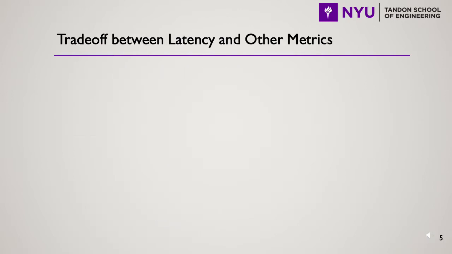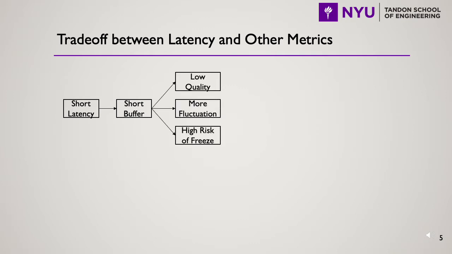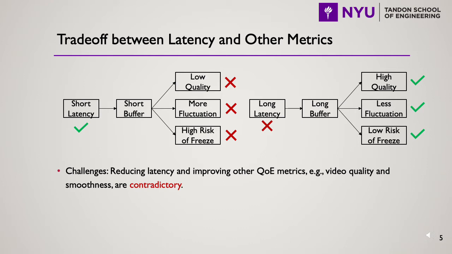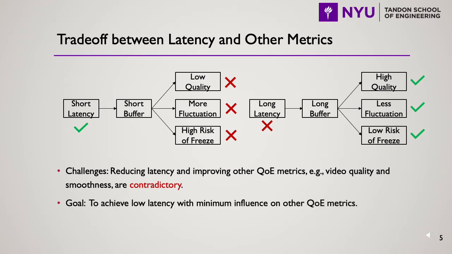Following the conclusion, with short latency, we get a short buffer length, which leads to lower video quality, more video rate fluctuation, and a higher risk of video freeze. Except short latency, all of these are not what we want. On the contrary, to get better other QoE metrics, long latency seems necessary. So the challenge here is reducing latency and improving other QoE metrics are contradictory. Our goal is to reduce latency with minimum influence on other QoE metrics.